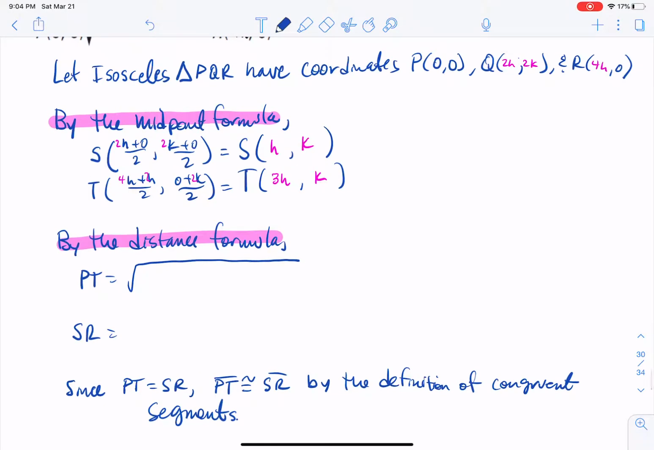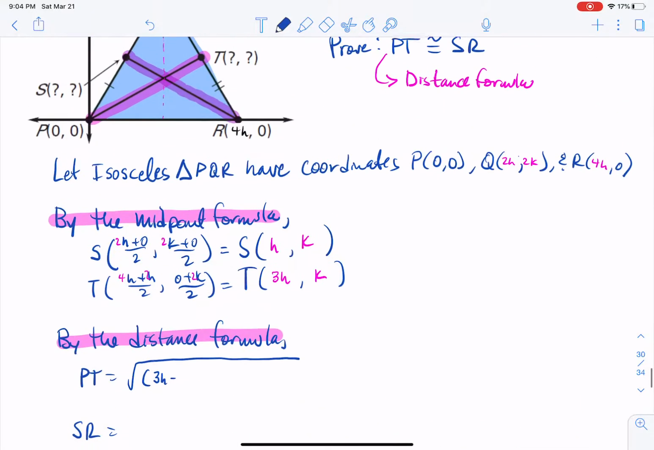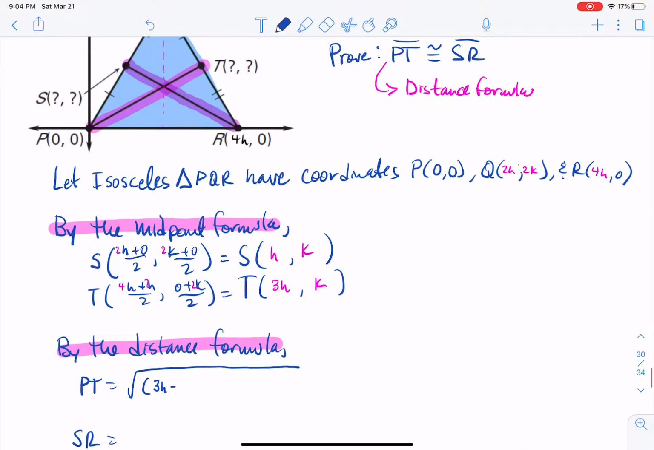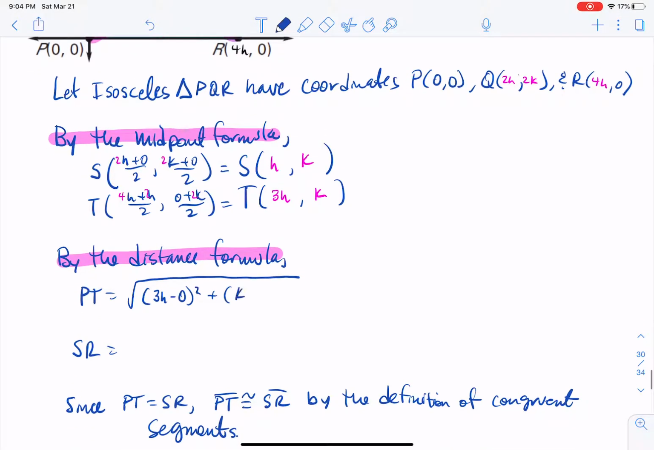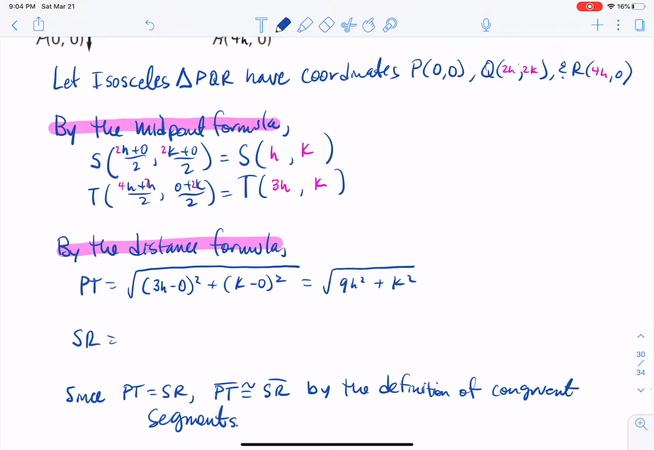So for P and T, T already has 3H minus, say, point P, 0, squared, plus, and then we have K minus 0, I do believe, squared. The 0 doesn't do anything to it. I'd have 3H, which I'm squaring. I get 9H squared plus K squared. Again, no fractions. Not that fractions are bad, but it just makes our calculations so much easier when we don't have them.